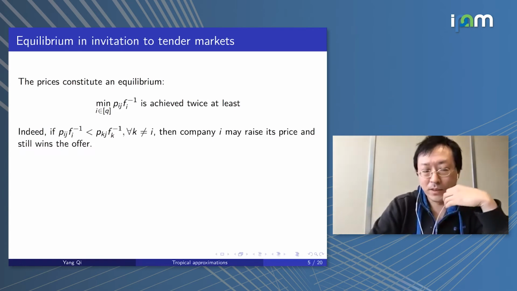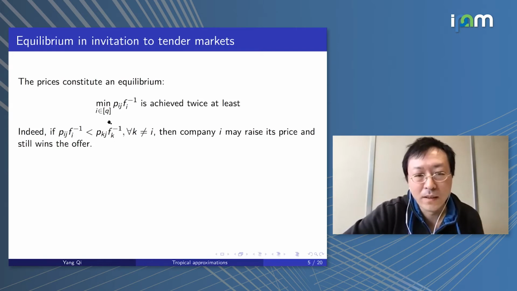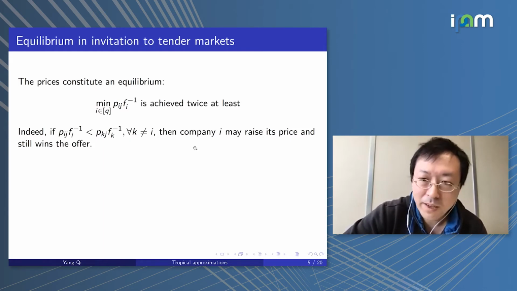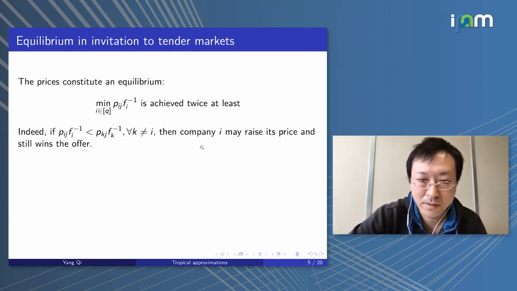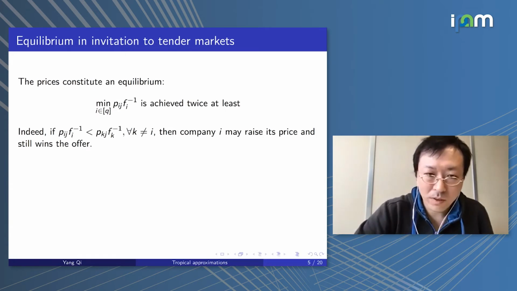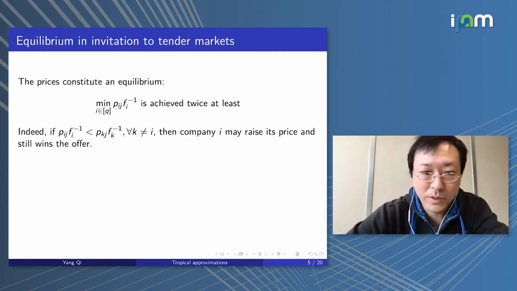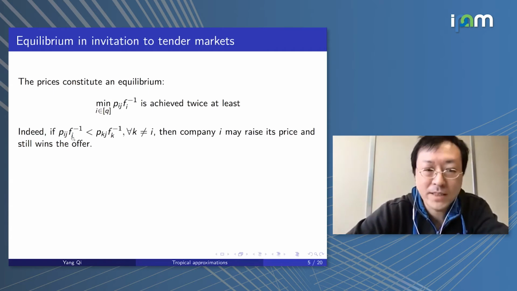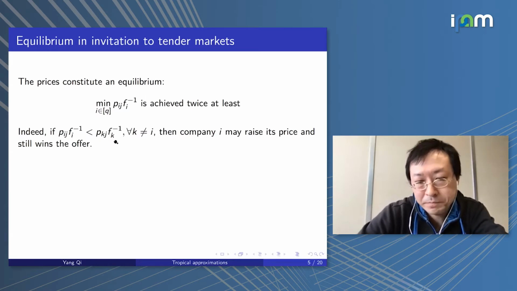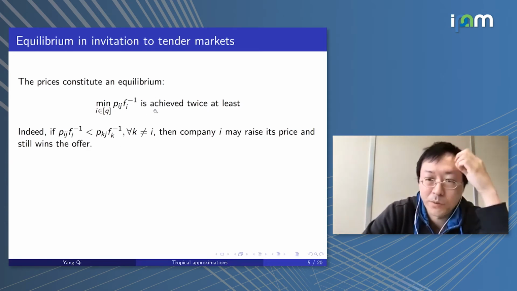Why? Because, for example, let's say Pij divided by Fi is strictly smaller than any other Pkj divided by Fk, then company I can raise the price a little bit, such that this company still wins the offer. So because company I wants to maximize his interest, he continually raises the price until this term equals another Pkj divided by Fk.